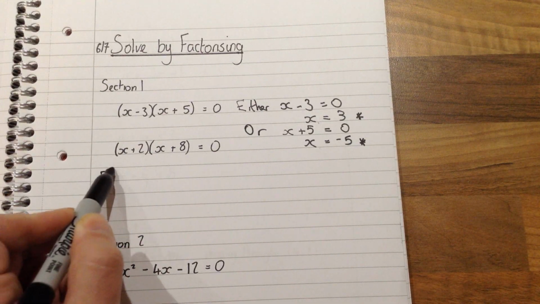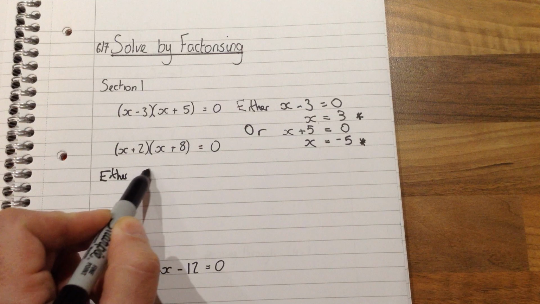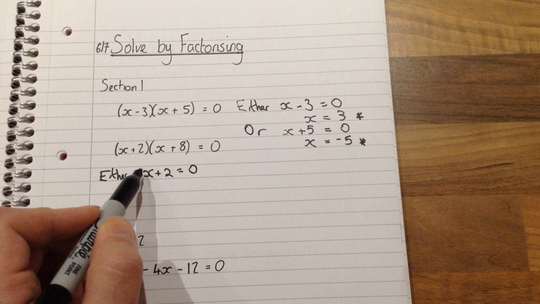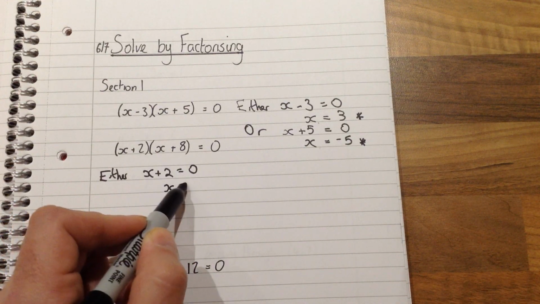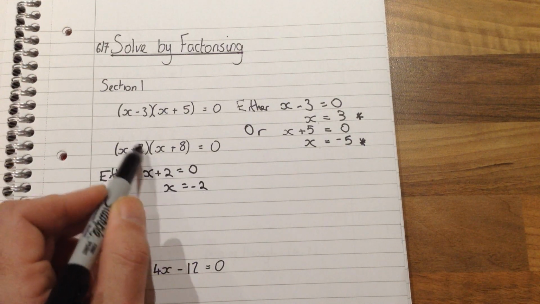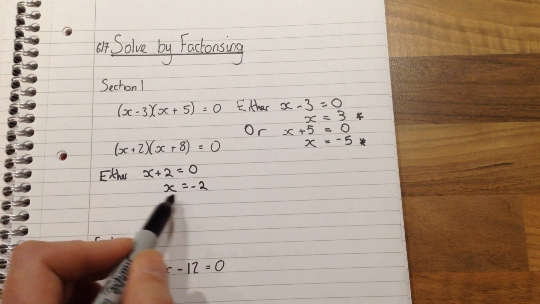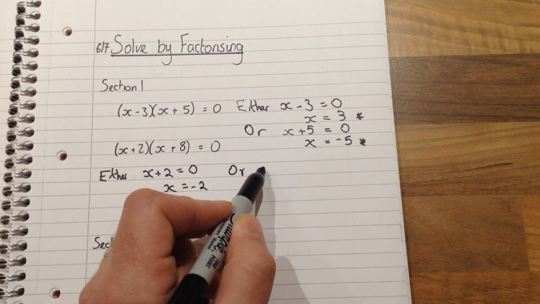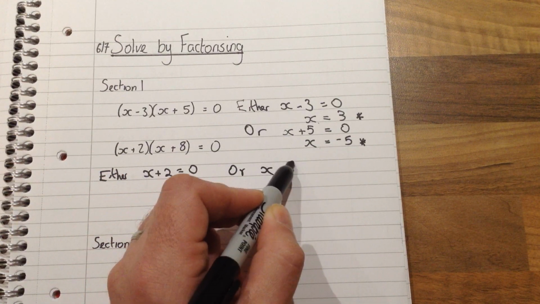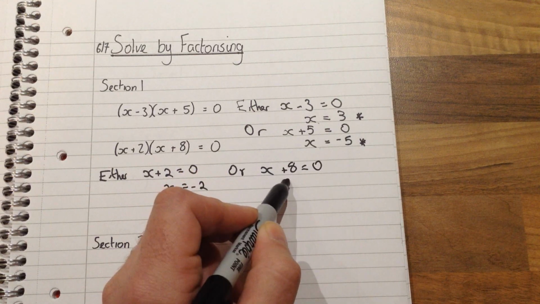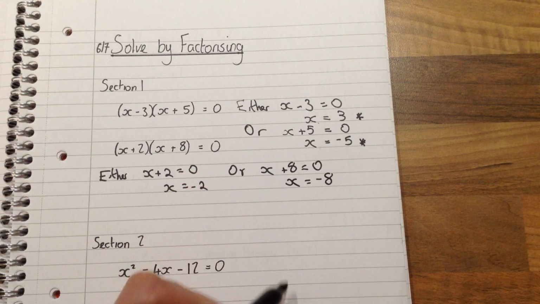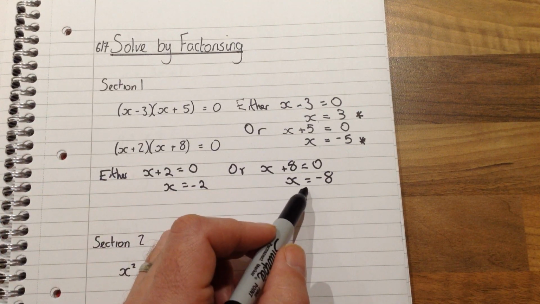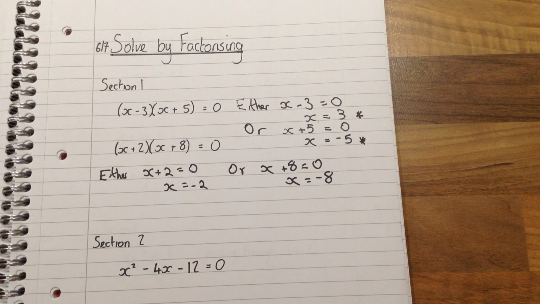So the same for this one. We've either got that the first bracket is equal to 0, so x plus 2 equals 0. If that is true, then x must be minus 2. Notice, plus 2 in the question, minus 2 is our solution. Or we've got that the other bracket is equal to 0. So x plus 8 equals 0. And that would mean that x would have to be minus 8. Again, plus 8 in the bracket, minus 8 is our solution. That's section 1.